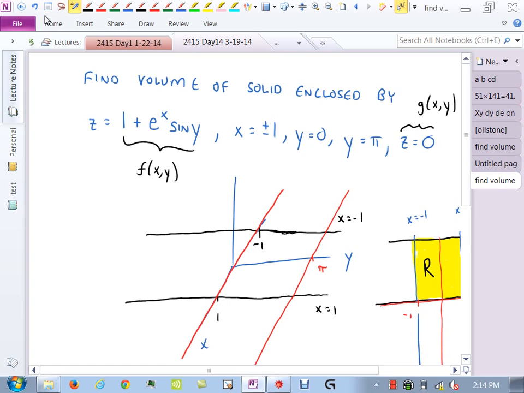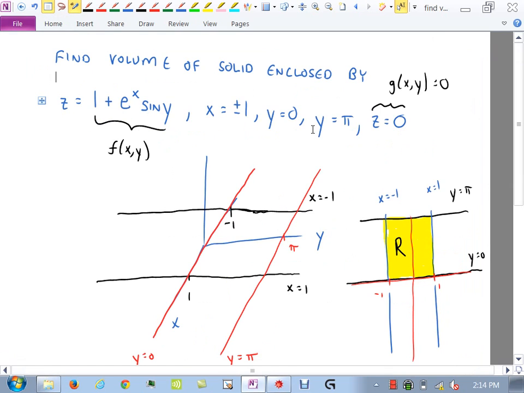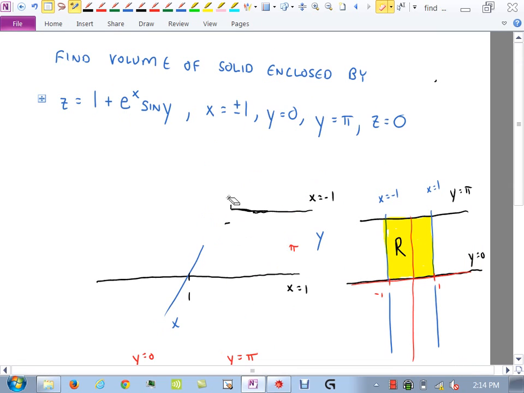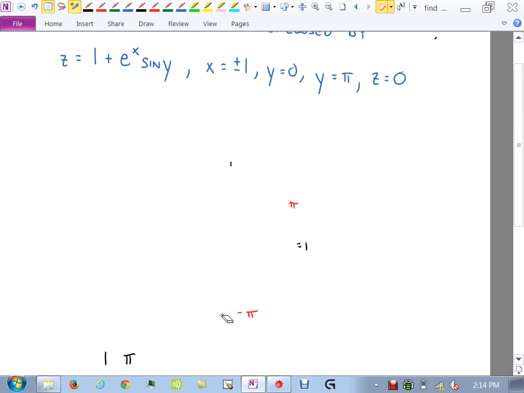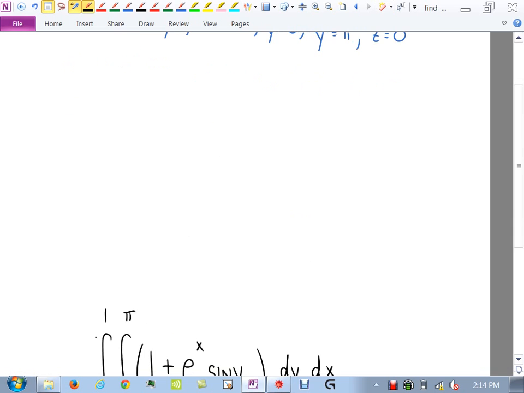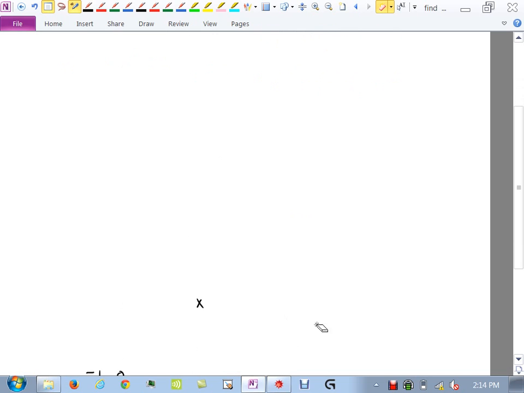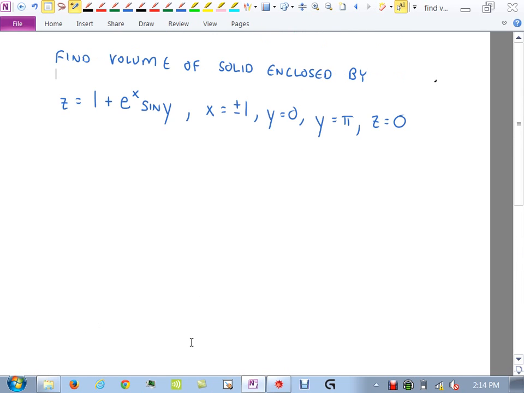What I'd like to do is see how things would change if I had done the same exact problem. I don't really need to erase all this, but I'm doing it just to give myself some room. Okay, what if I had changed this to z equals x squared plus y squared?